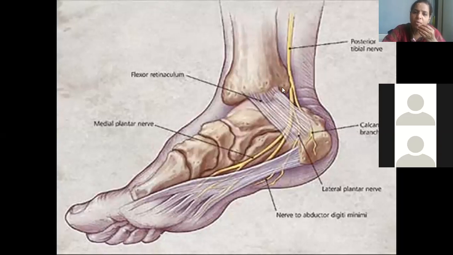What are the structures passing through the flexor retinaculum? Abhinav, can you tell me? What are the structures passing underneath the flexor retinaculum? Posterior tibial nerve. Actually, it is written as posterior tibial nerve, but we should use the word tibial nerve, isn't it? Tibial nerve. Yes. And apart from that, is there any other thing? Tibial artery. Okay.